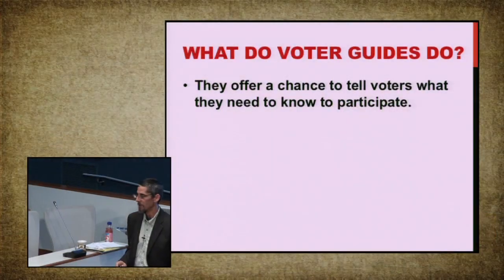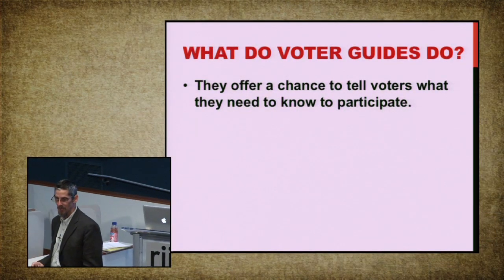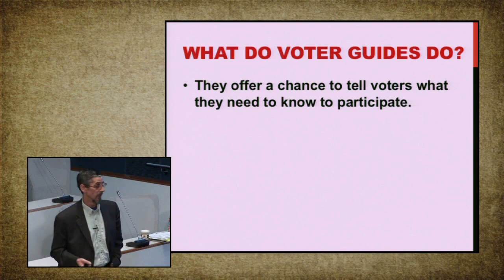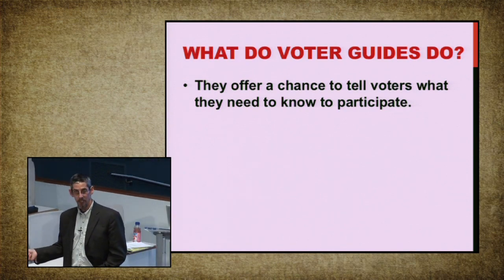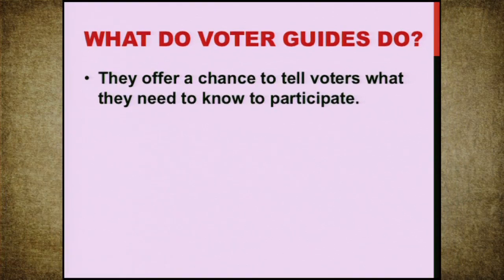They offer a chance to tell voters what they need to know to participate. We call this literacy at the Missourian. Straightforward information. When are the polls open? 6 a.m. to 7 p.m. Where do I vote? Well, that answer is different for everybody, but we can tell you how to find out where to go vote. You go to the county clerk, and you go to this particular page on the county clerk's site, enter your name, and it'll tell you where your polling place is.